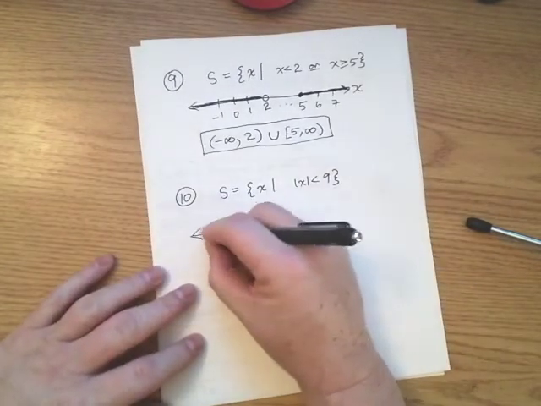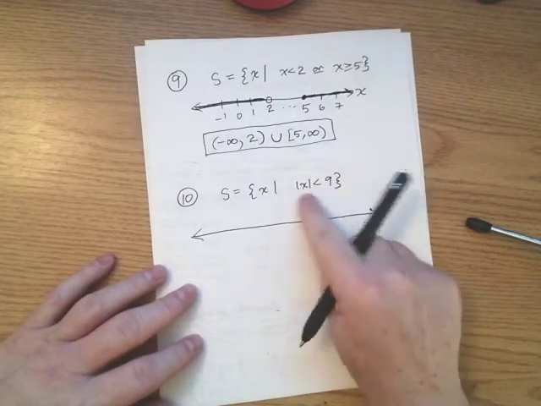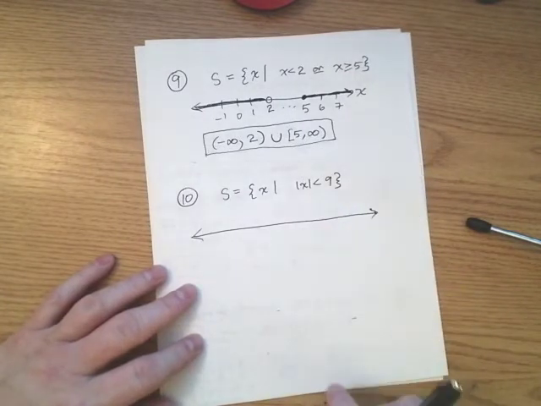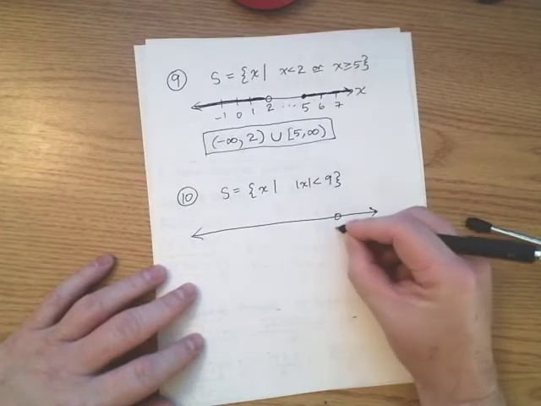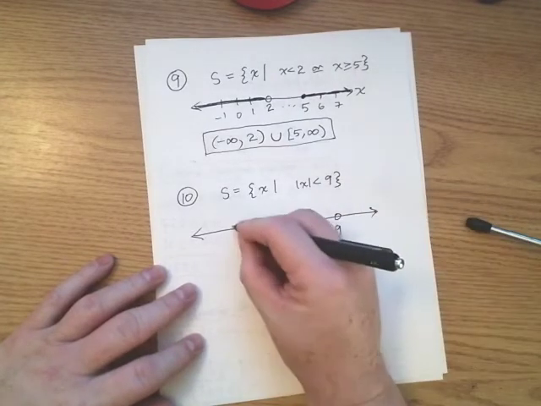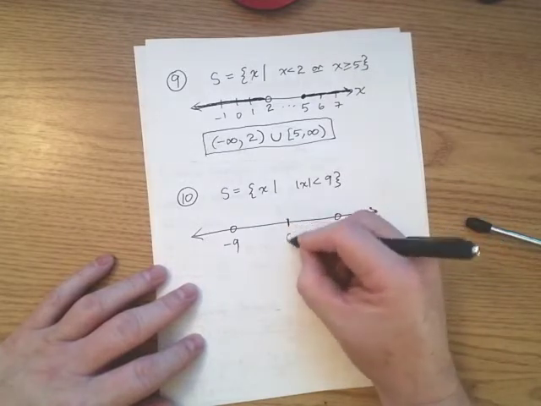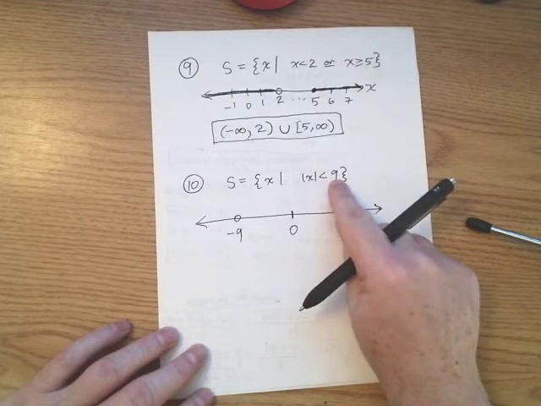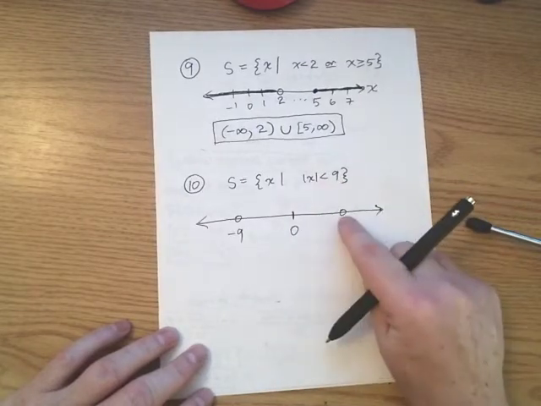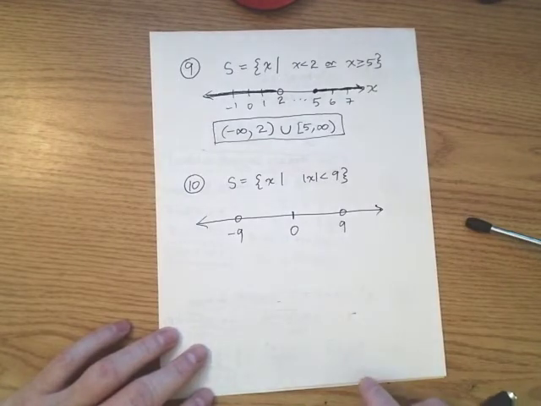Absolute value of x is strictly less than 9. Maybe think about the endpoints. Which two values have an absolute value equal to 9? The answer is 9 and -9. Now those are equally spaced here, so 0's right in between them. Notice it's strictly less than 9, so what I've done here is have these open dots, right?